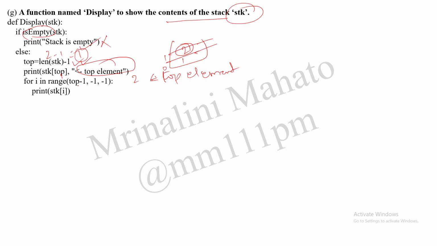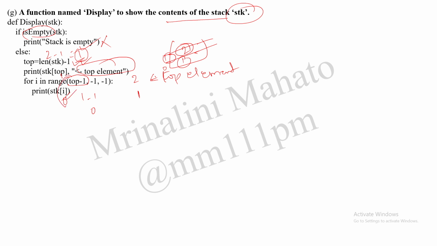Then for I in range, top minus 1. Now which one is the top value? 1. We have seen here 1. So 1 minus 1 will come 0. Stack of I means stack of 0. What is the value? 1. So it will display here 1. After 1, again it will return because it is complete.